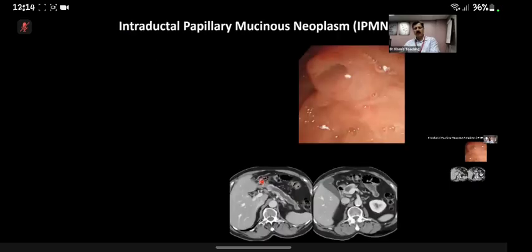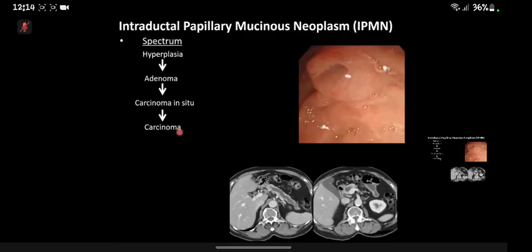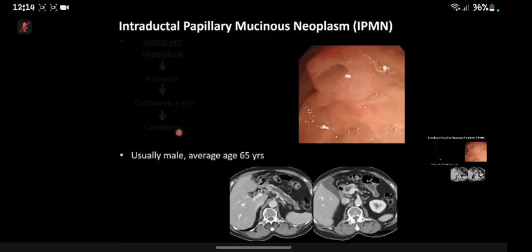Main duct type IPMN is, as the name tells you, a mucinous neoplasm which arises within the main duct. And if you do an endoscopy, you will see mucin coming out like this if you are an endoscopist, and the concept is that main duct type IPMN can also convert to a carcinoma. So you have to be careful.